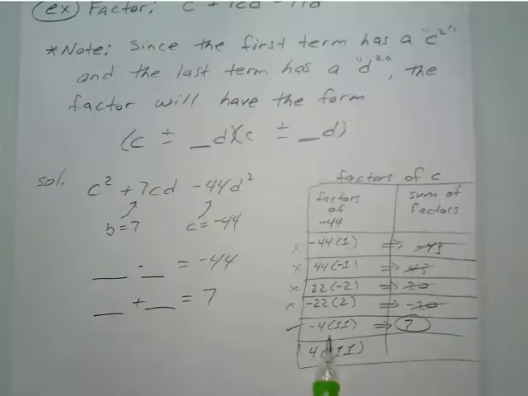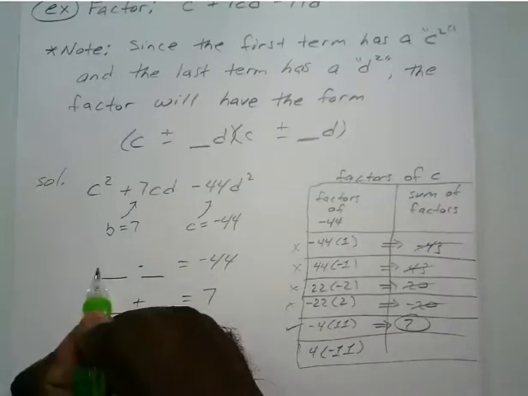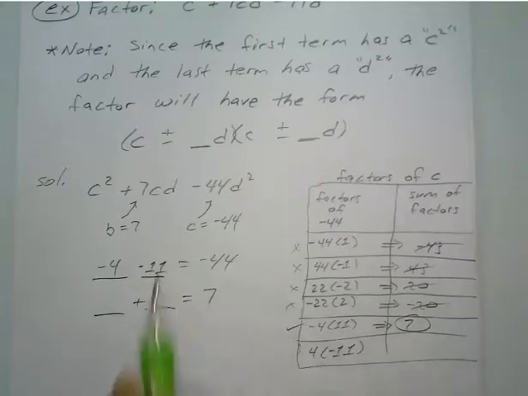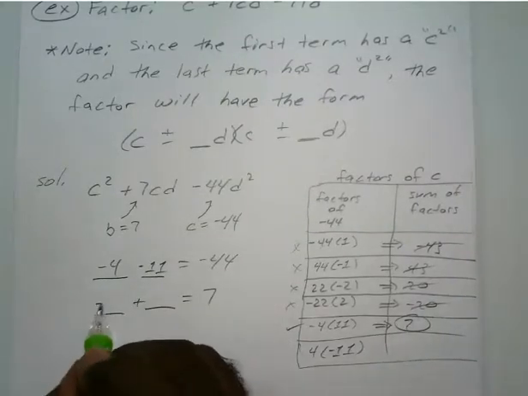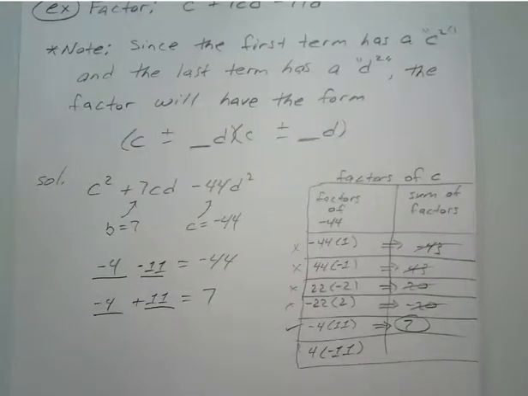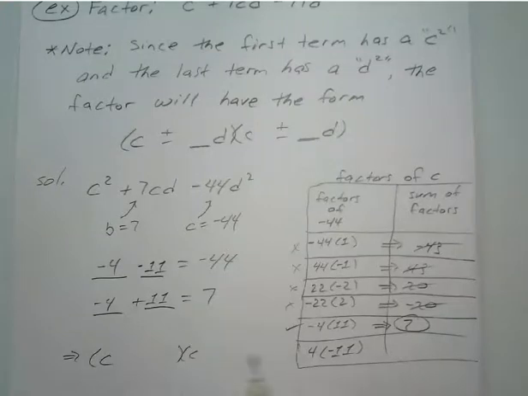Alright, so we know we have negative 4 and positive 11. So negative 4 times positive 11. Negative 4 plus positive 11. Okay, so both of those are true. Okay, now because we have the C and the D, our answer is going to look like C, C, and our last term is going to be D and D.